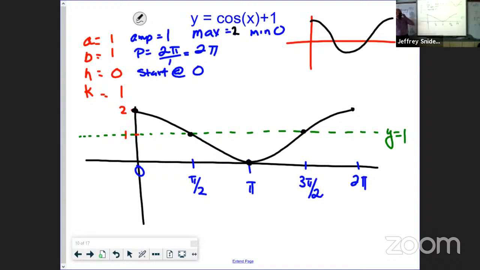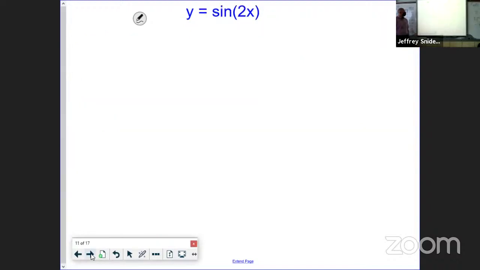So the first one had a change in amplitude. This one had a vertical shift on it. Questions on either one of those? Anything I did? No? Okay, here we go. Oh! Little change on this one.